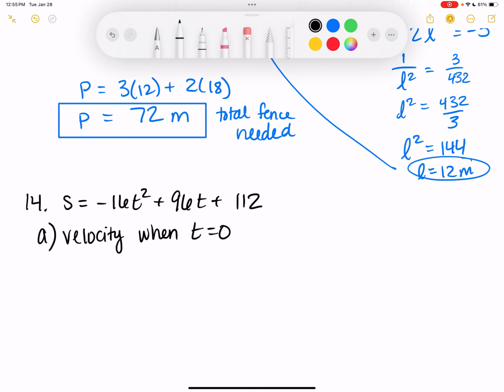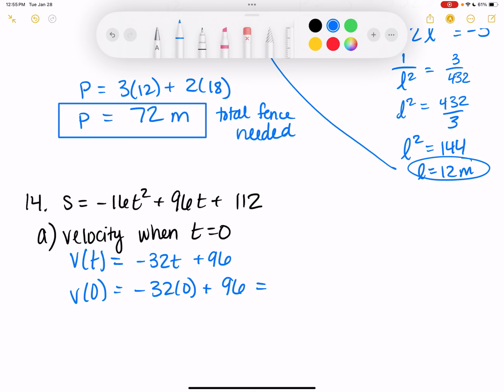Velocity when t equals 0. So, what's the velocity equation? Hold on, I need to write the up t part of it. Negative 32 t plus 96, I think. So then, when t equals 0, v of 0, negative 32 times 0 plus 96. 96 feet per second.